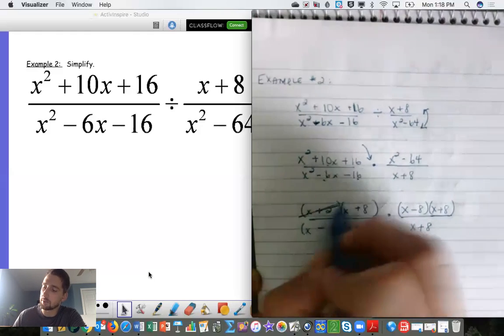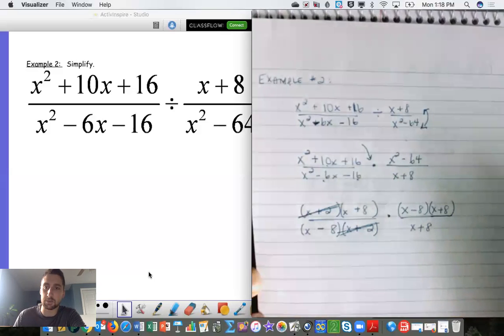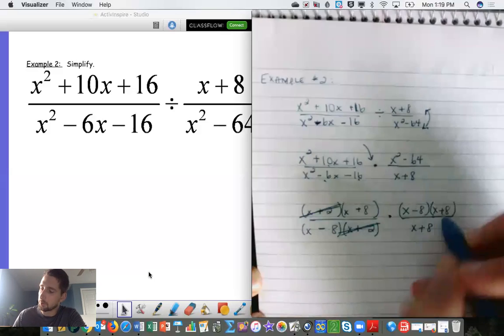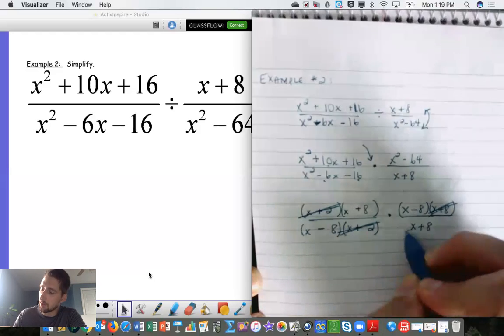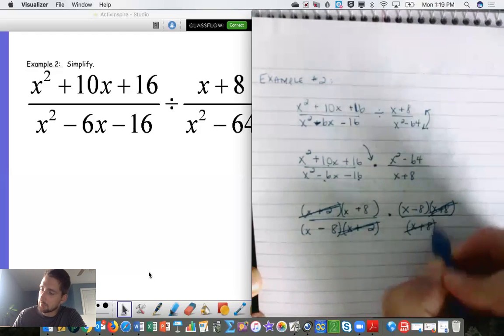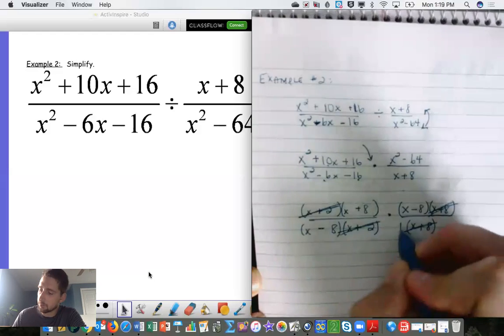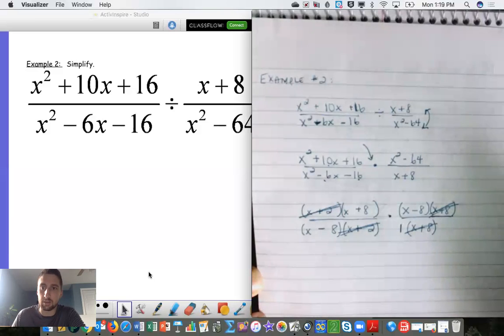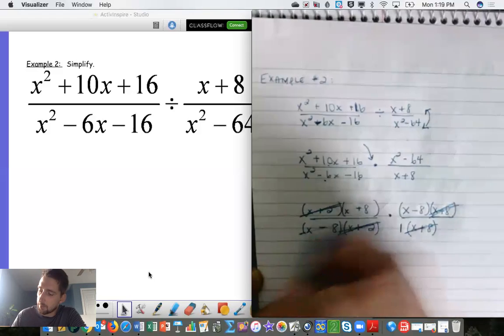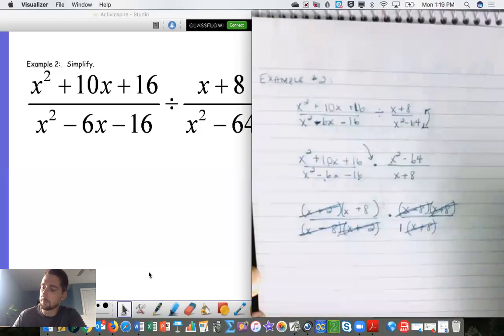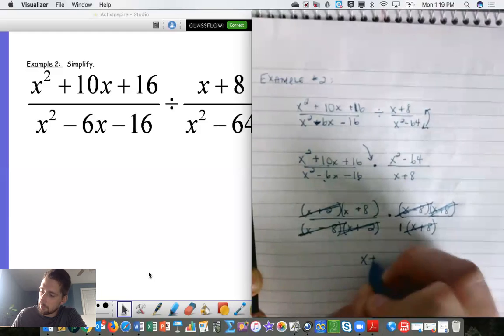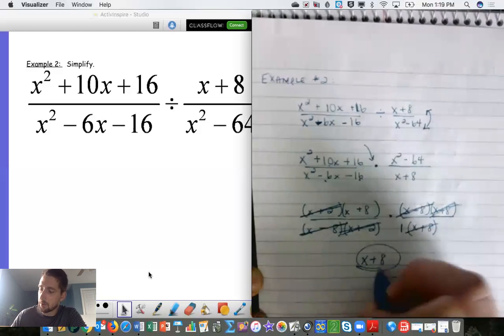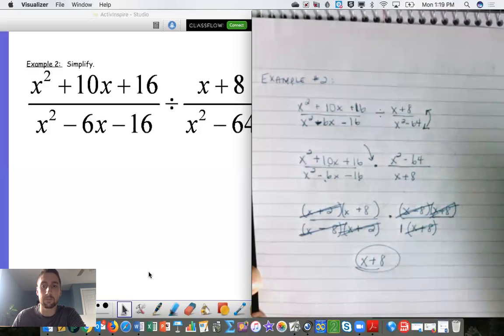I may cross off the entire binomial, x plus 2 and x plus 2. I can also cross off x plus 8 and x plus 8. Yes, this x plus 8 in my denominator is multiplying 1. We just don't write it, it's given. But that binomial is a factor. I can also cross off an x minus 8 and an x minus 8. I'm left with x plus 8 as my solution.